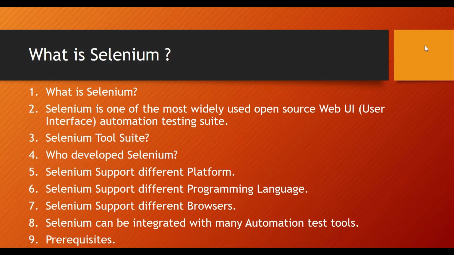And the last point is the prerequisite. To learn and use Selenium, we should have a basic understanding of any programming language, like object-oriented programming languages such as C Sharp, Java, the programming languages we have discussed which are supported by Selenium, like C Sharp, Java, PHP, Python. We should have a basic understanding of one of those programming languages, the one in which we want to automate our software. That's it.